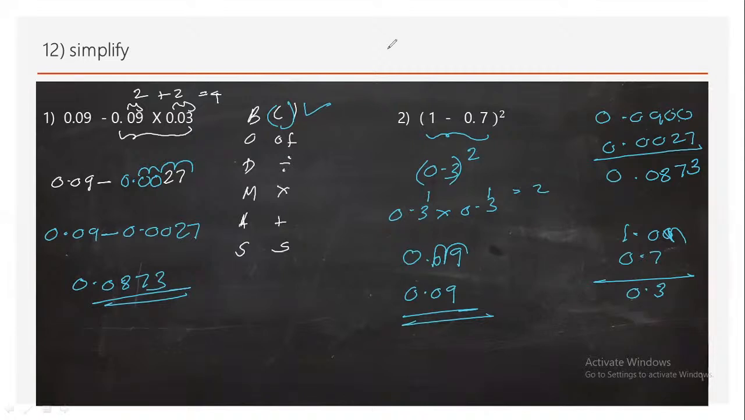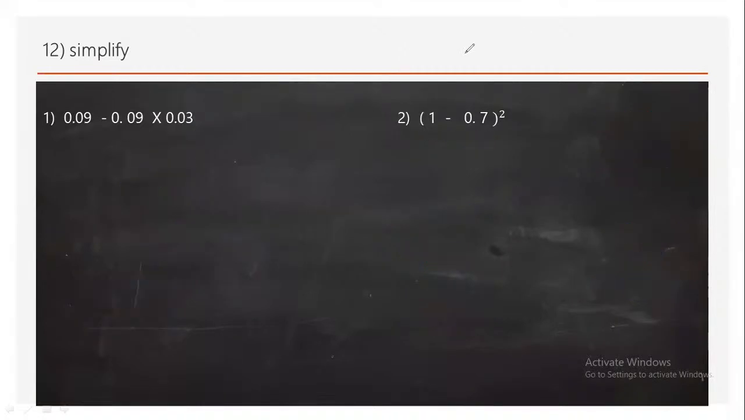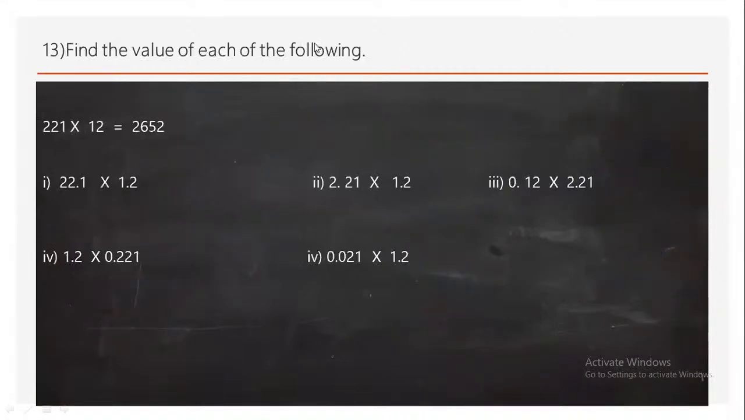Question number 13. 221 into 12, 2652. Then 22.1 into 1.2. Multiply it and write the answer. That means 221 into 12 is 2652. Here 1 decimal place, here 1 decimal place. Altogether 2 decimal places, 26.52. Right?